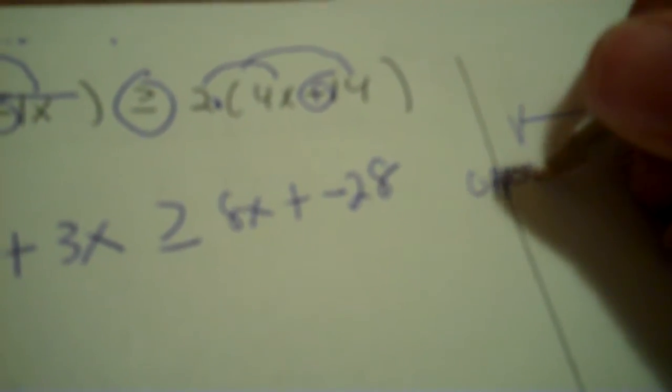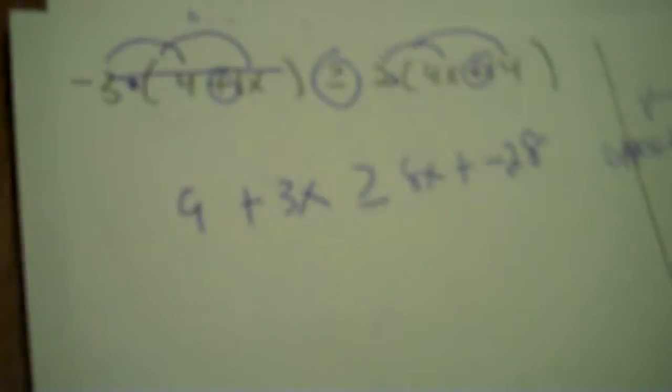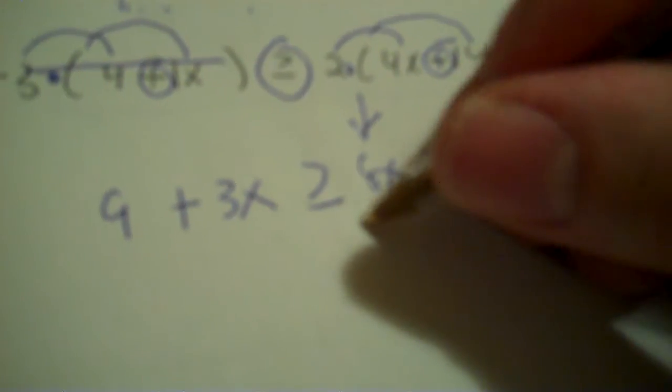Okay, it looks like we got x's on opposite sides, so I have to simplify before I solve. Okay, so how do you simplify it? Take out one of the x's. I'll take out the 8. Doesn't matter which one you take out.